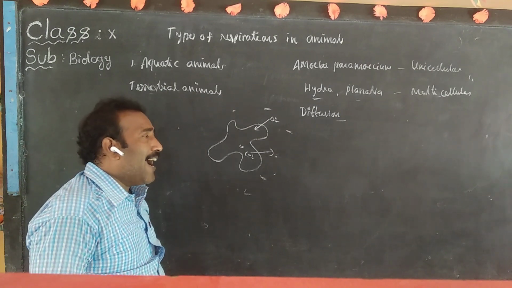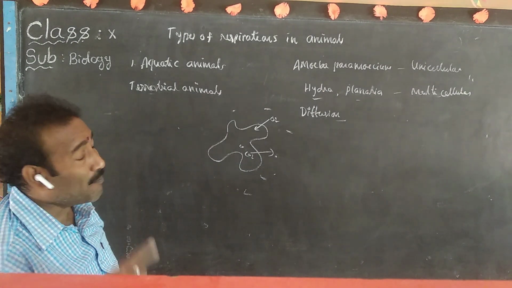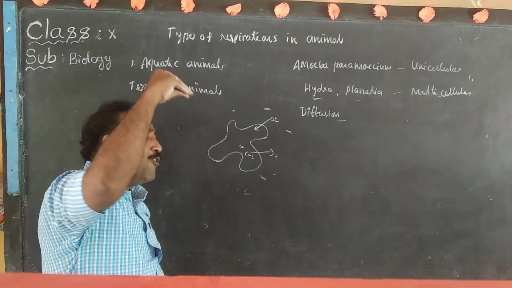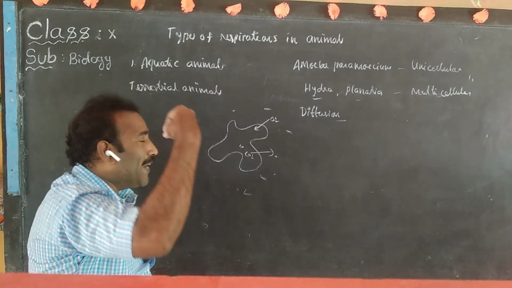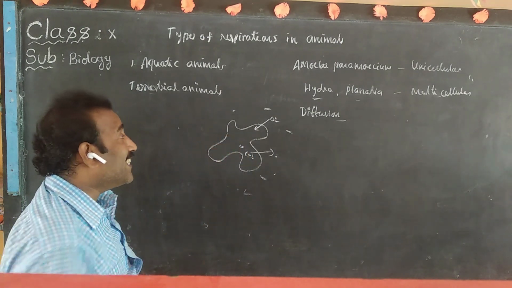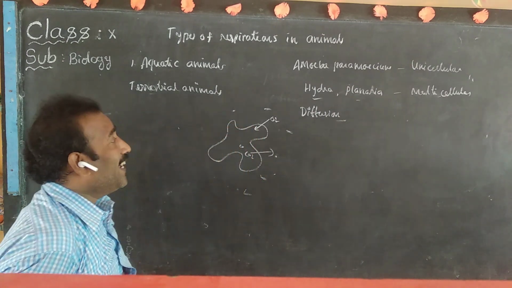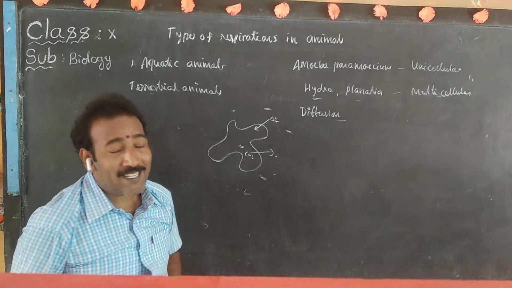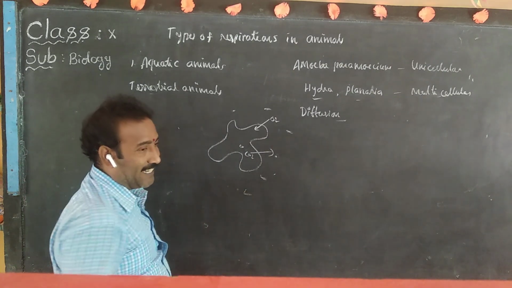But all the higher multicellular animals than Hydra and Planaria have more cells, thousands of cells in their body. They have a more complicated body. All the cells do not contact directly with the surroundings. That's why they have developed special respiratory organs, or a special respiratory system.